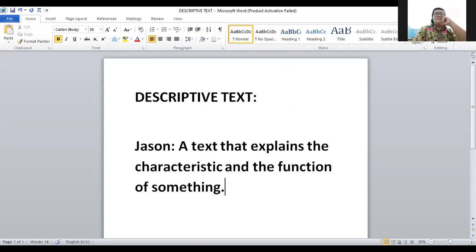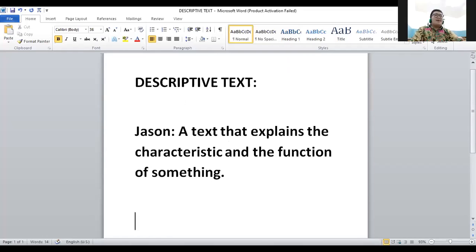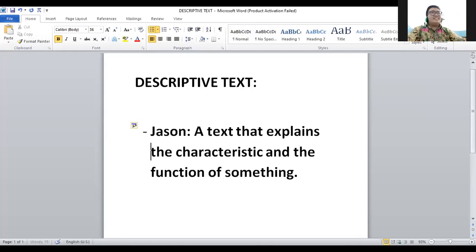A text that explains the characteristic and the function of something, or someone. All right, so that is your opinion. Any other opinion? Anyone else? I want to know your opinion. What is the descriptive text? Any idea, or can you state to us?